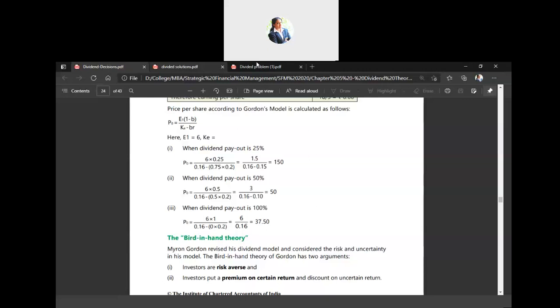whenever the shareholders know that there is a certain return, and regarding that certain return they have to take a risk, they shall always put a premium on such returns. And whenever they know that the returns are uncertain in nature, then they shall always put a discount on such uncertain return.